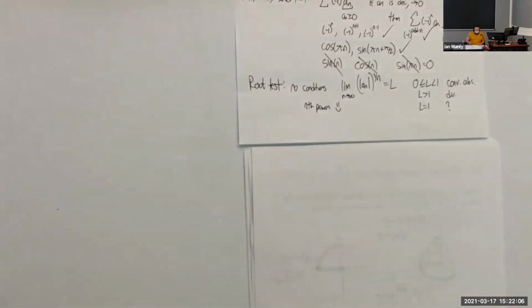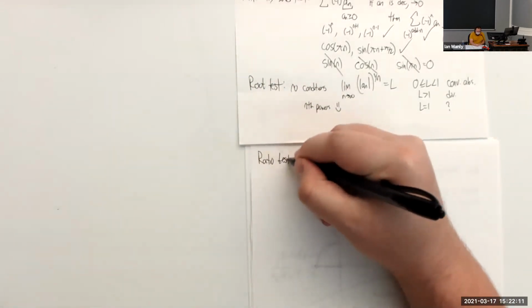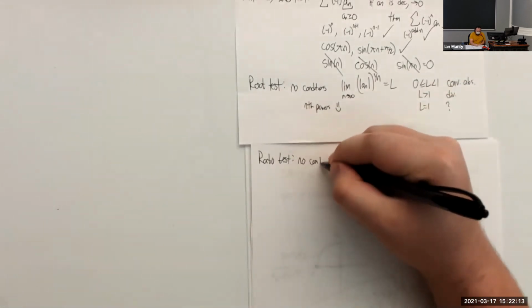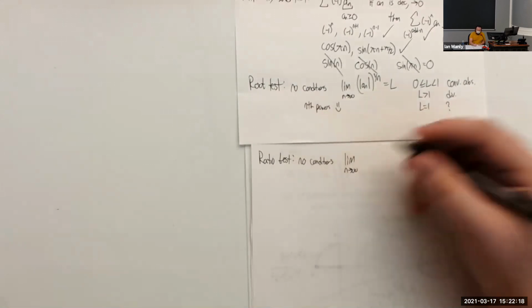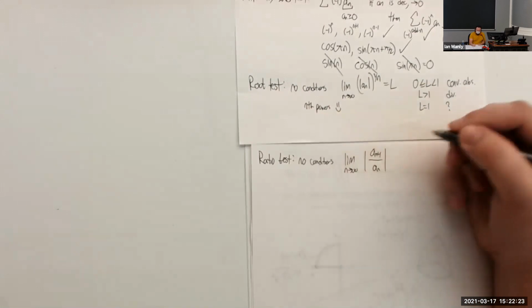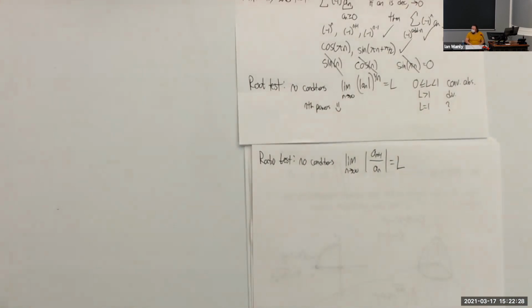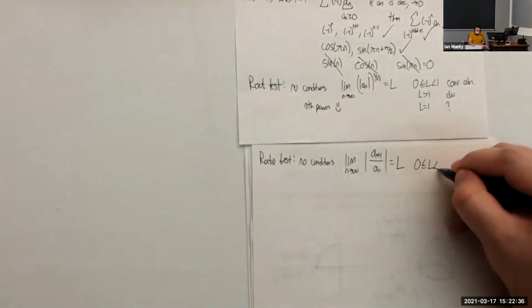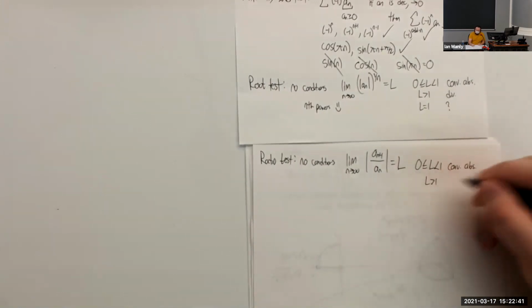And then the ratio test is our last and most useful test. So there are no conditions on that one either. But the limit is different than the root test. We have the limit as n goes to infinity of the absolute value of AN plus 1 over AN right here. And that's the limit we're going to compute here. And then the same conditions apply that we had for the root test.